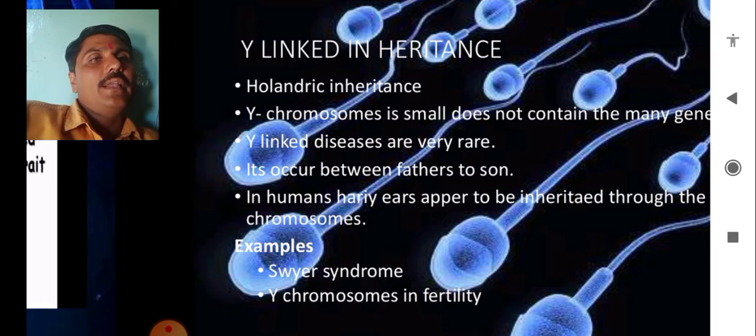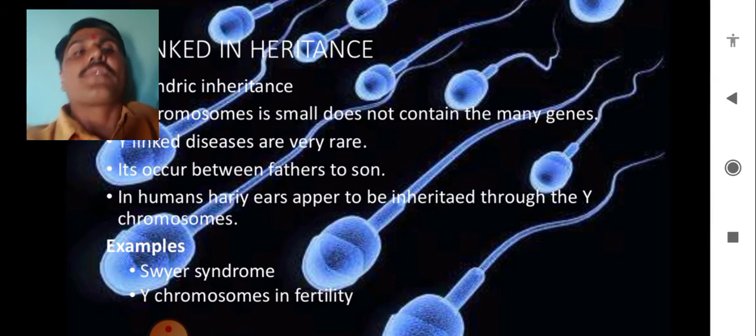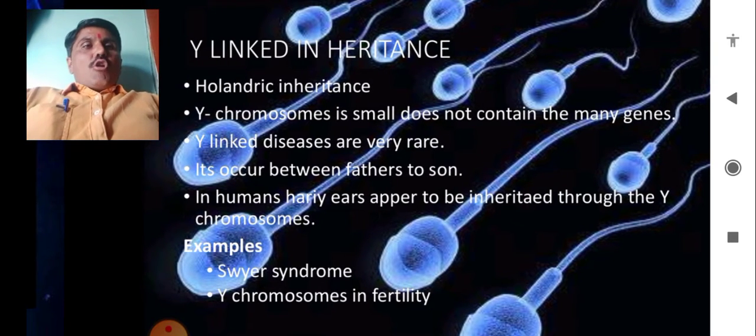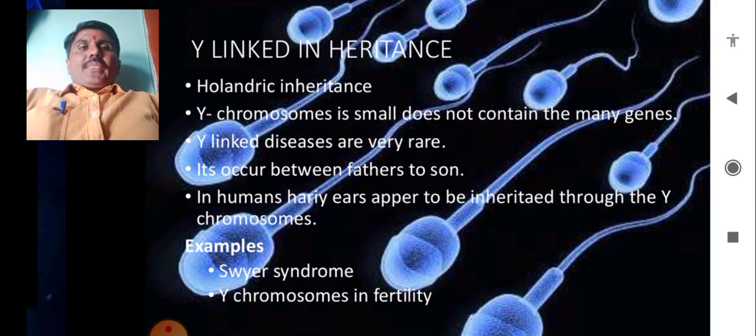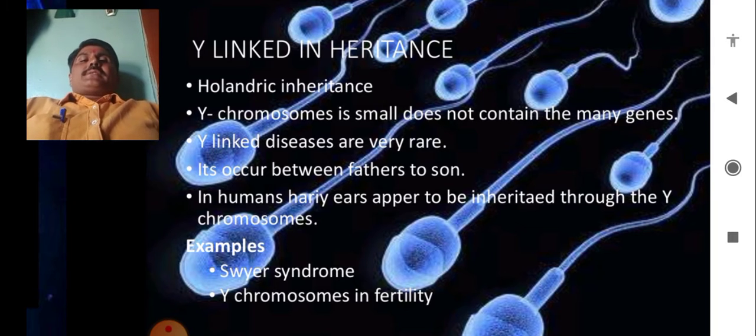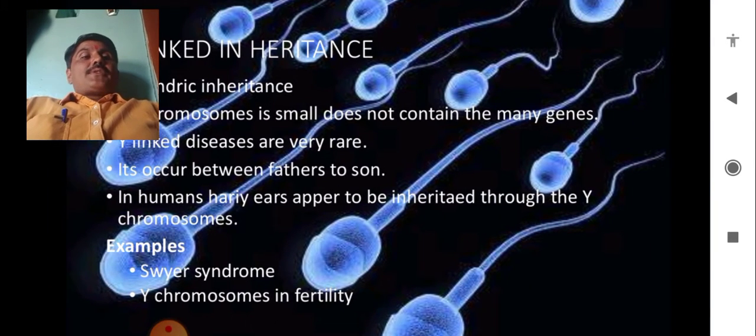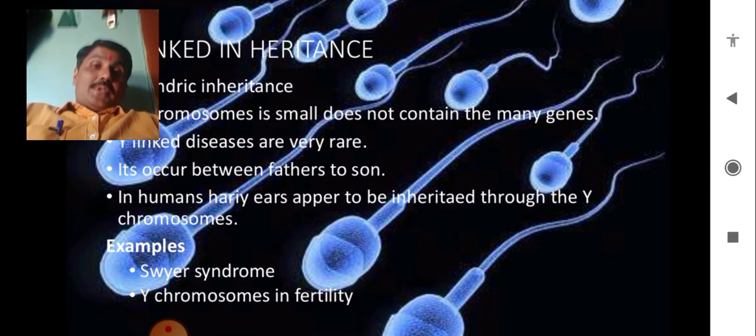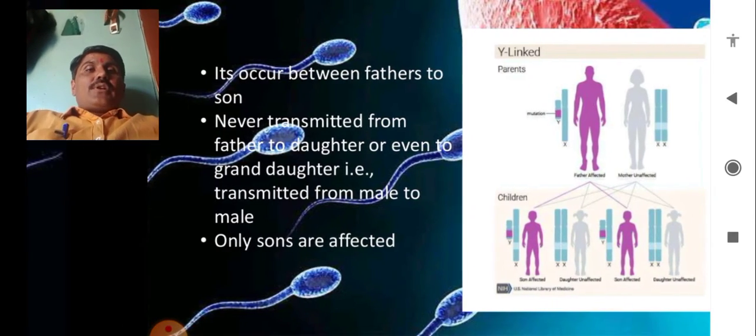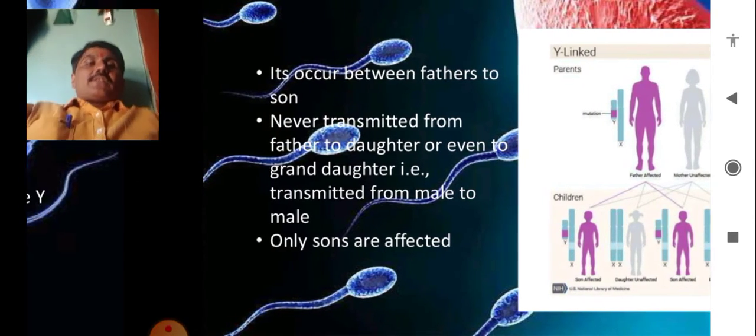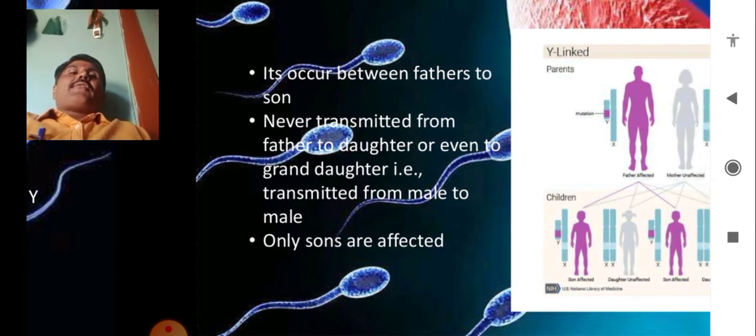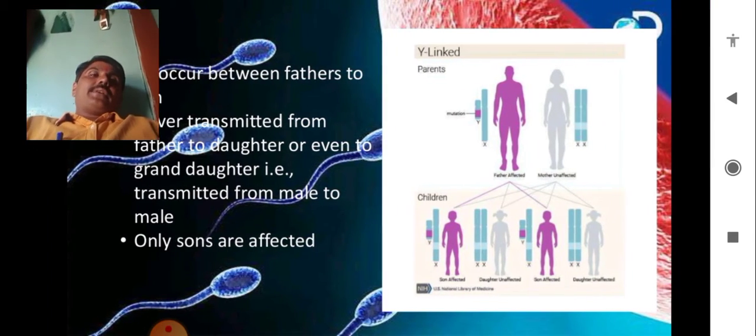Now, Y-linked inheritance, this is one of the holandric inheritances. In this, the Y chromosome is small and does not contain many genes. Y-linked diseases are very rare. It occurs from father to son. Human hairy ears appear to be inherited through the Y chromosome. An example is Y chromosome infertility. It occurs from father to son, never transmitted from father to daughter or even to granddaughter; it is transmitted from male to male. Only sons are affected in Y-linked inheritance.